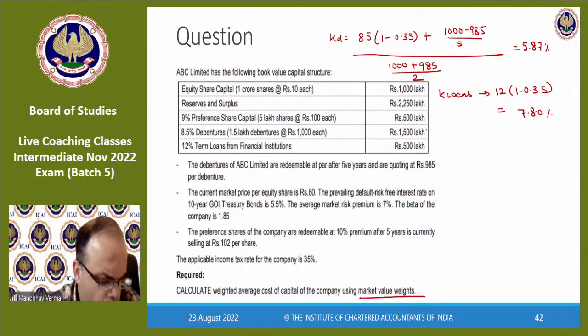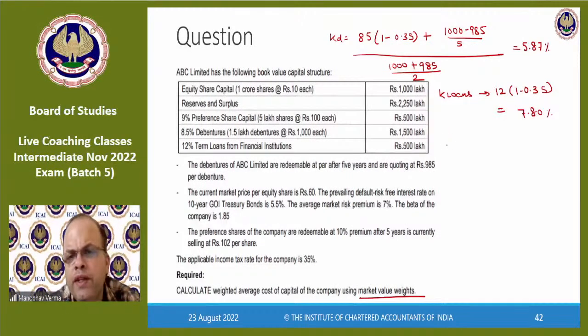Now, moving ahead, we are talking about the cost of preference shares. Who will tell me the cost of preference shares, guys? I think the only thing we need to note is that there is no tax benefit there, right? A 9% preference share is given, so 9 is my dividend. The current price is 102, but they're redeemable at a 10% premium. So 110.